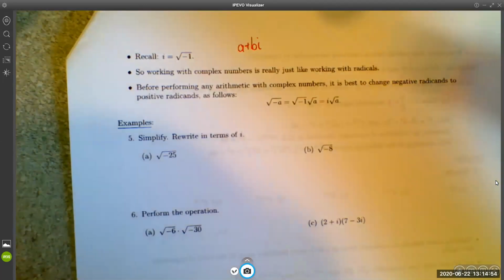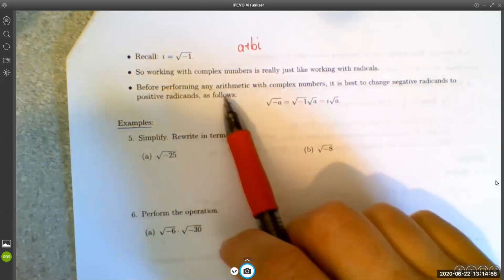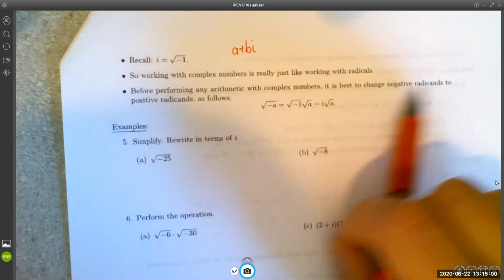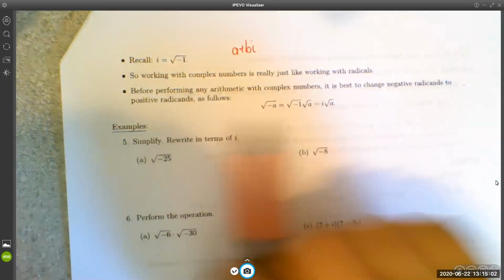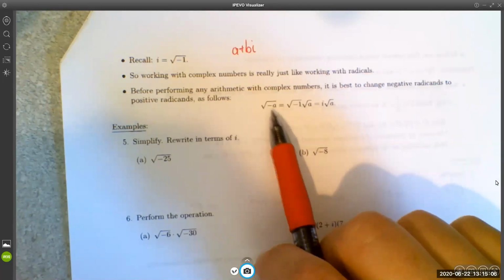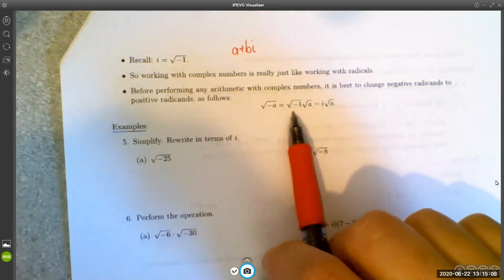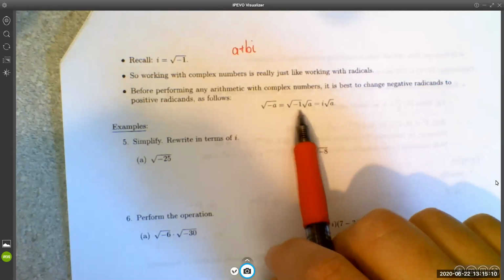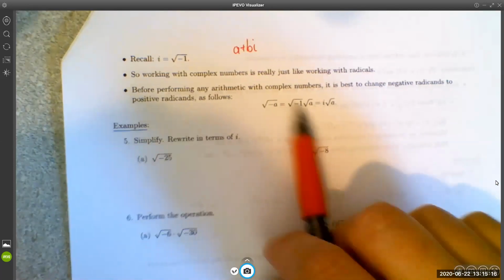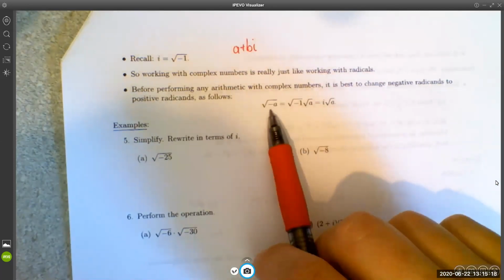One thing that I'll warn you of is that before performing any arithmetic with complex numbers, it's best to change the negative radicands to positive radicands by taking out the i. So if you have square root of negative a, you can rewrite that as square root of negative 1 times square root of a, and then square root of negative 1 is i. So you can rewrite it as i times the square root of a. And usually I'm not going to do this middle step. I'm just going to skip from here to here.